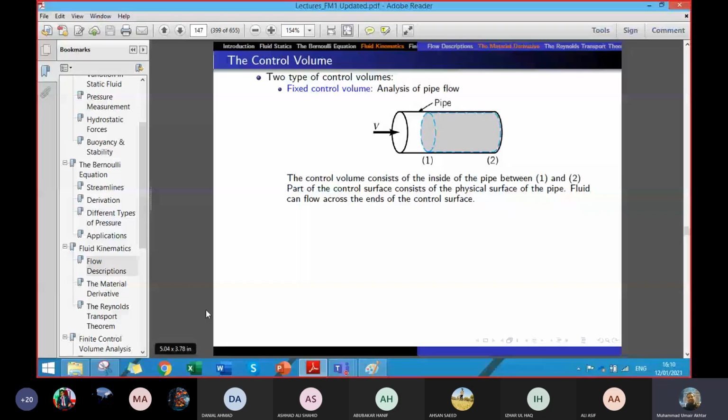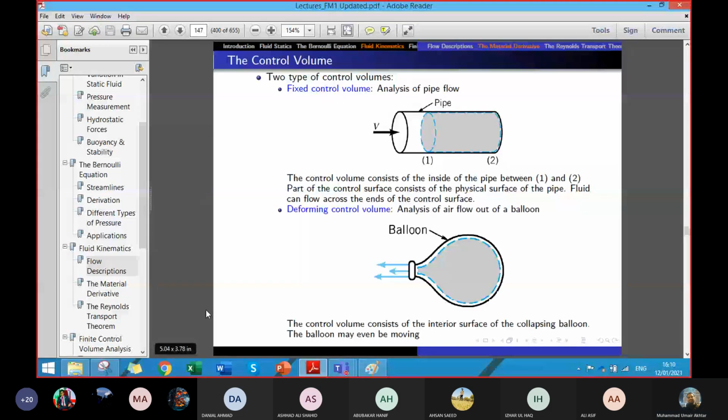An example of the deforming control volume would be a balloon. You define the boundary of the balloon as a control volume. So what happens when you deflate or inflate the balloon? When you inflate, the volume of the balloon will increase. So that's an example of the deforming control volume. When you deflate it, the air will discharge out. So that's a deforming control volume.